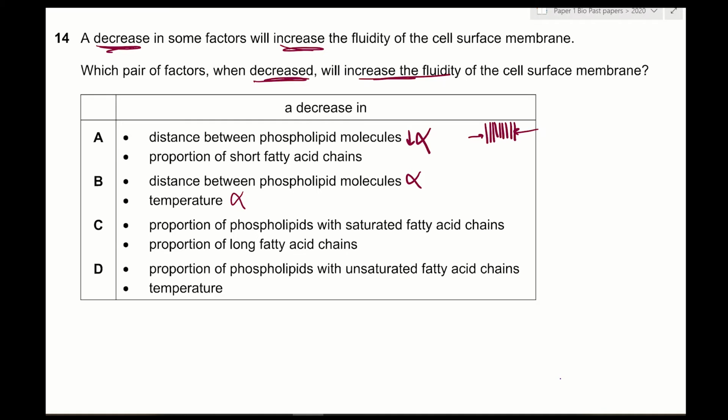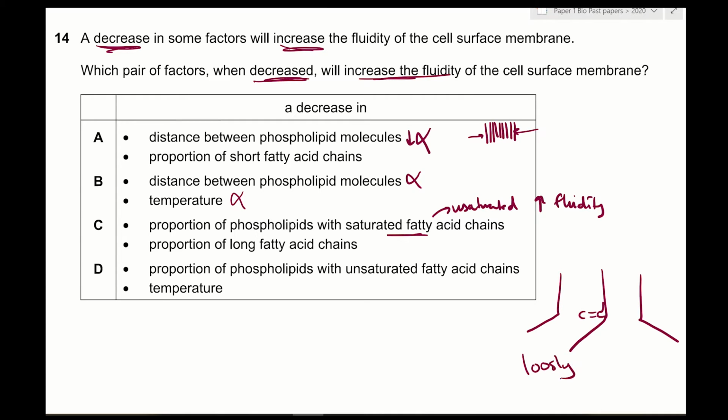Now, for C, proportion of phospholipids with saturated fatty acid chains. Now, phospholipids with saturated fatty acid chains, when they decrease, they actually increase the fluidity because unsaturated fatty acids increase the fluidity. Why, you would ask? Because unsaturated chains have kinks due to the double bonds. Therefore, the phospholipid molecules pack more loosely. If they pack loosely, this means that it's more fluid.